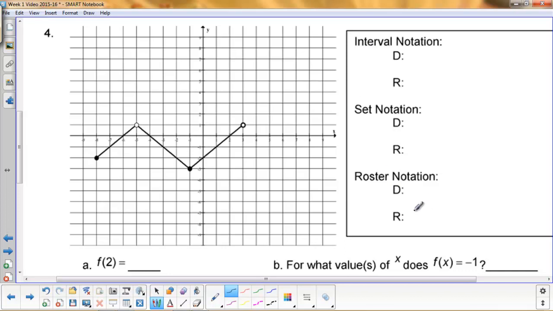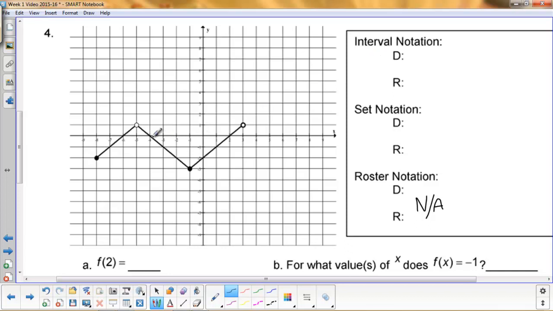All right, hopefully you've taken the opportunity to work this ahead of me. It really does not help if you just keep following along. You've got to do some independent practice with some supports. Okay, so now what we're going to do is we're going to take a look at interval notation first.